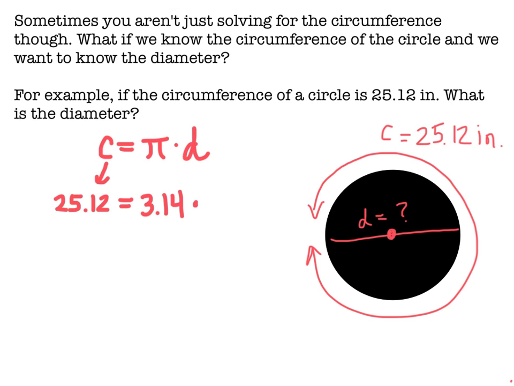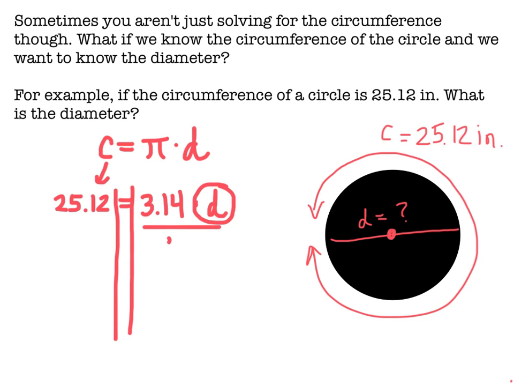And what we don't know is the diameter. So we're going to leave d as d, just leave it as a variable. And now what we're going to do is solve this equation using the skills that we learned earlier in the year to solve for d. So here's the d. This is 3.14 times d, so that means I need to divide by 3.14.